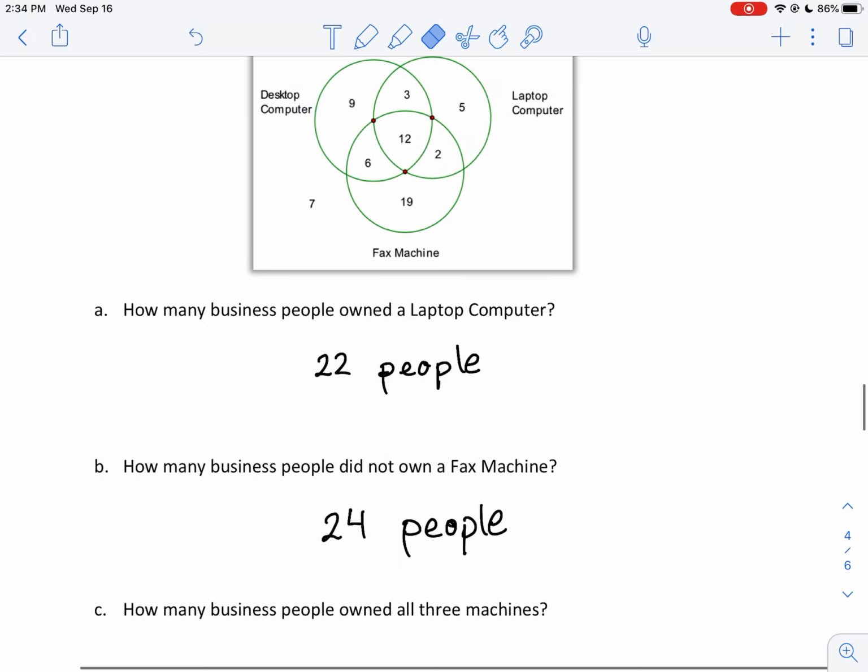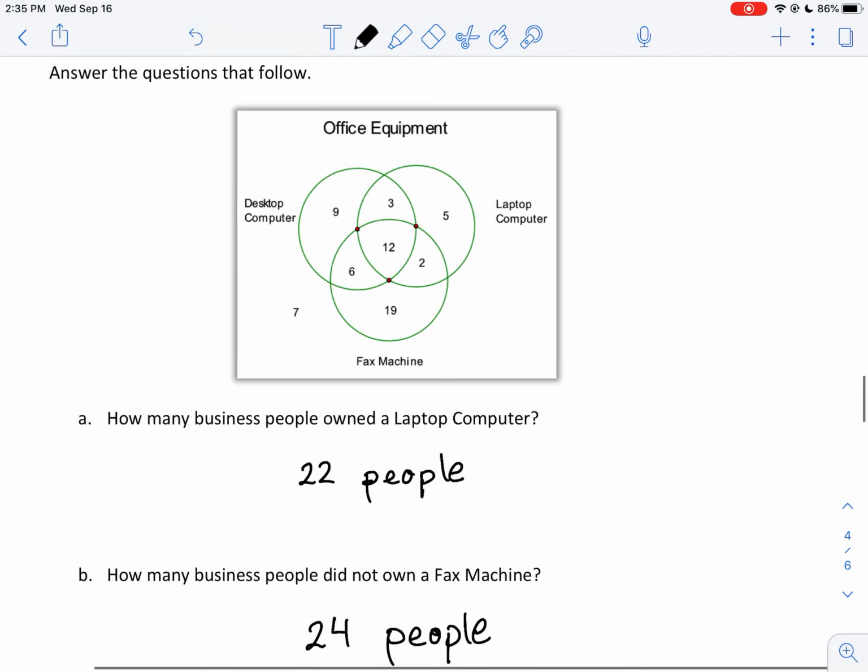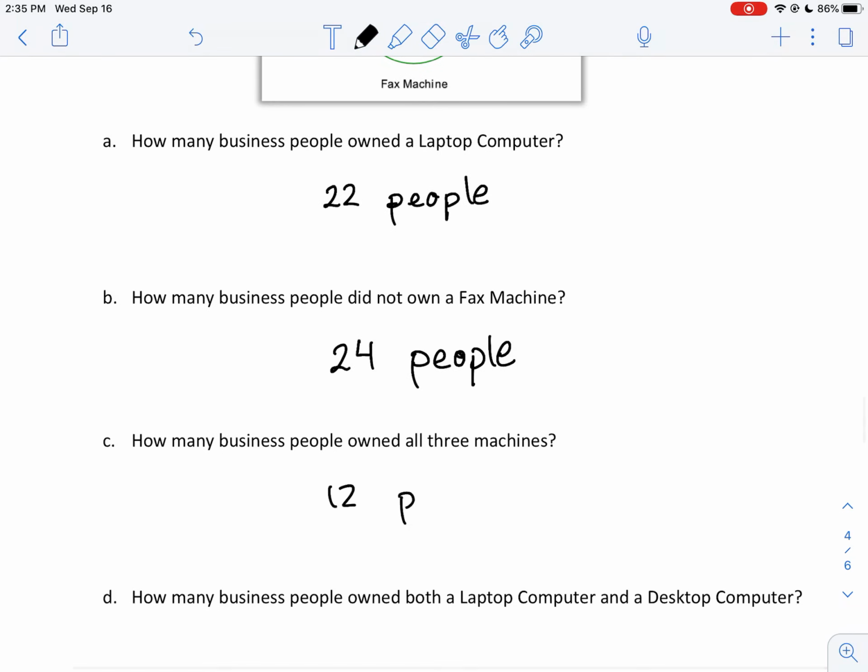How many business people owned all 3 machines? Okay, well, that's just the intersection of all 3 sets. There's the 12 people right there that have all 3 machines. So 12 people.